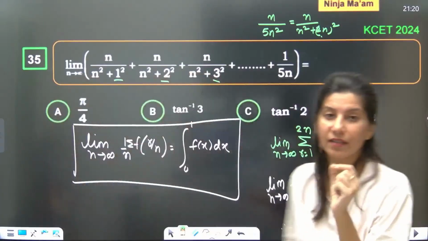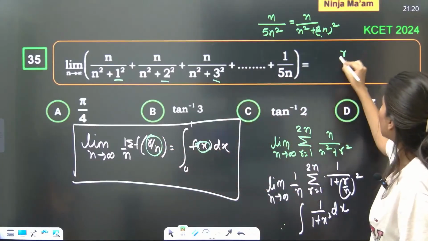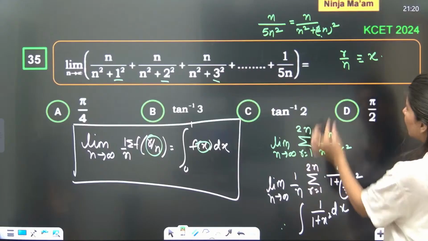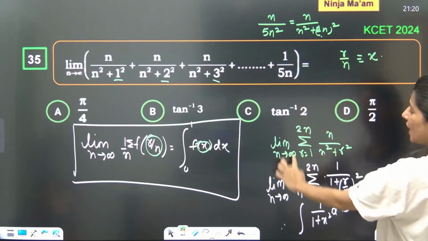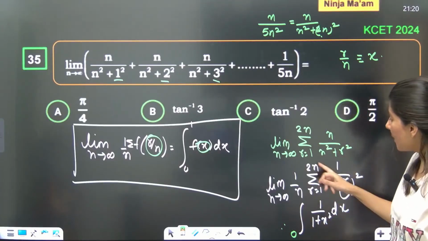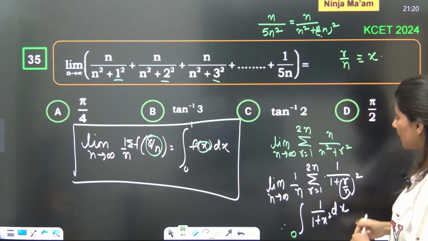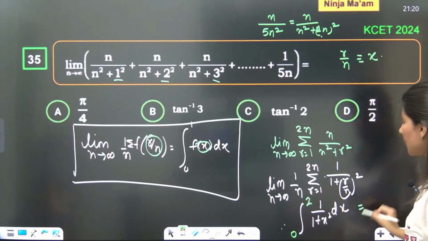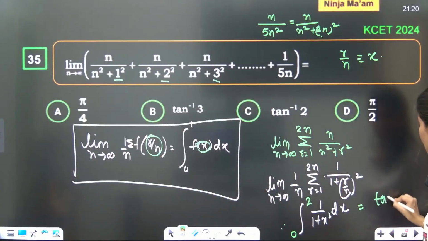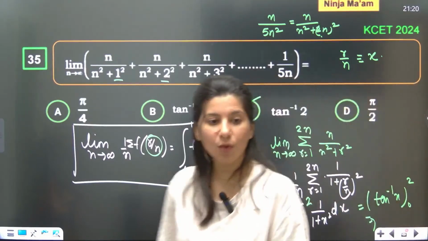Understand, here limit writing should be extremely careful. See here, r by n is getting replaced by x. The lower limit will be r equals 1. The moment I put r equals 1, it is 1 upon n, where n is infinity, so 1 upon infinity is 0. 0 will be the lower limit. For the upper limit, you have to put r equals 2n. When you put r equals 2n, x will be equal to 2. So 2 will be the upper limit, not 1 but 2. So the limit is subjective, it depends on the question. So this is tan inverse x from 0 to 2. So tan inverse 2 is absolutely right, which is matching with option C.